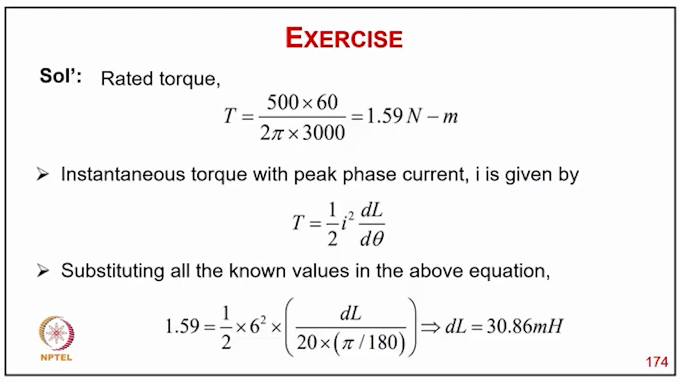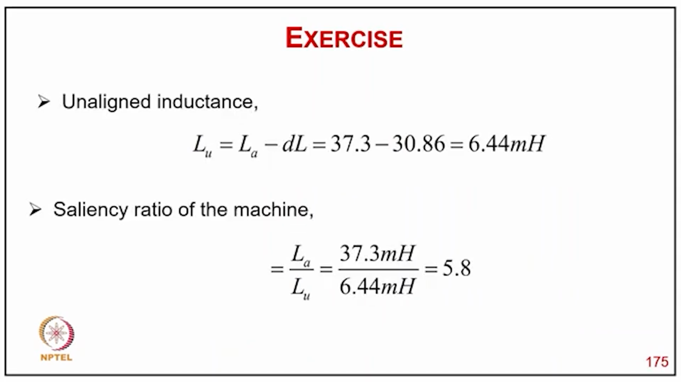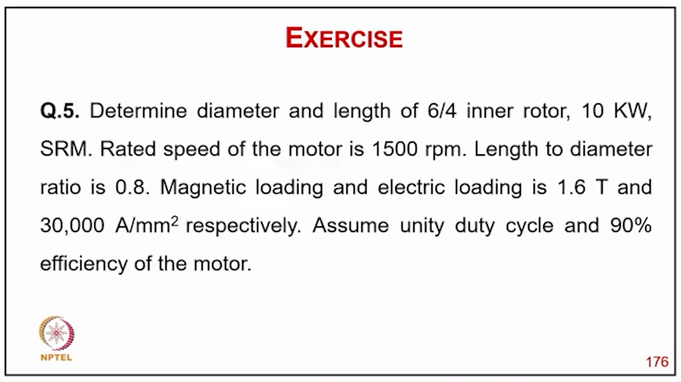Considering here the duty ratio 1, K2 0.667, K1 1.5, K equal to 0.8. So rated torque T equal to power into 60 by 2 pi N, that is 1.59 Newton meter. Torque for peak current I is given by T equal to half I square dL upon d theta. Putting values here, dL comes 30.86 millihenry. Unaligned inductance LU equal to LA minus dL, that comes 6.44 millihenry. And saliency ratio of the machine LA upon LU equal to 5.8.